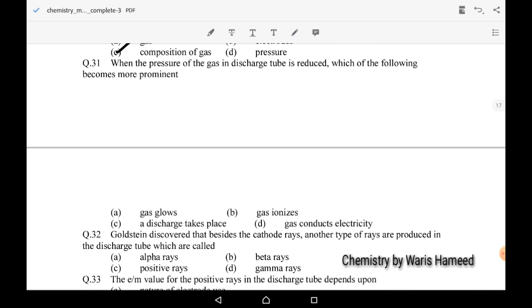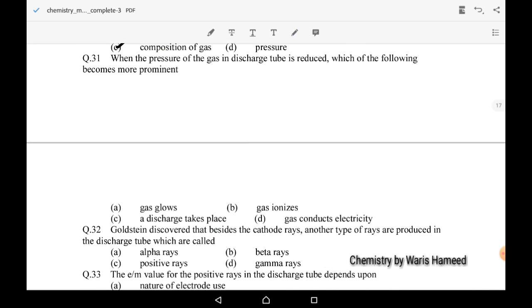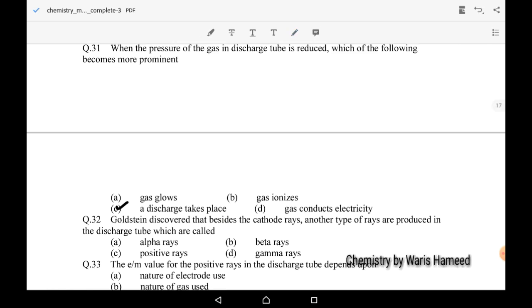Next MCQ is, when the pressure of the gas in the discharge tube is reduced, which of the following becomes more prominent? A, discharge takes place. Discharge is prominent.